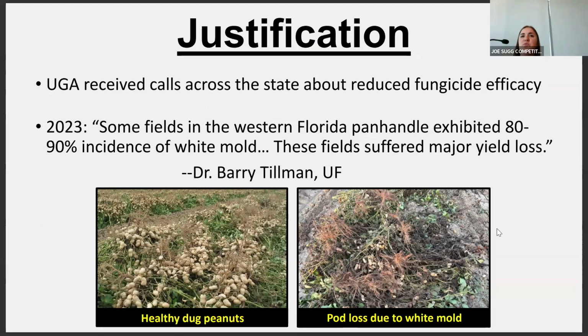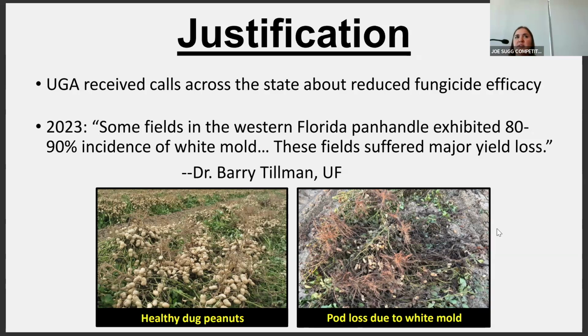But nonetheless, the justification behind my research is that over the past few years, UGA has gotten a lot of calls from growers across the state of Georgia saying, hey, my products didn't really seem to work for me very well this year, and we would like to know why. And to give a practical example regarding last year's peanut production, I have a quote from Dr. Barry Tillman. He said that some fields in the western Florida panhandle exhibited an 80 to 90% incidence of white mold, and as you can imagine, these fields suffered some major yield losses.